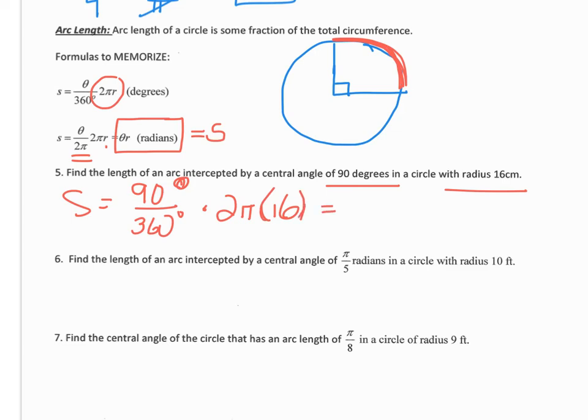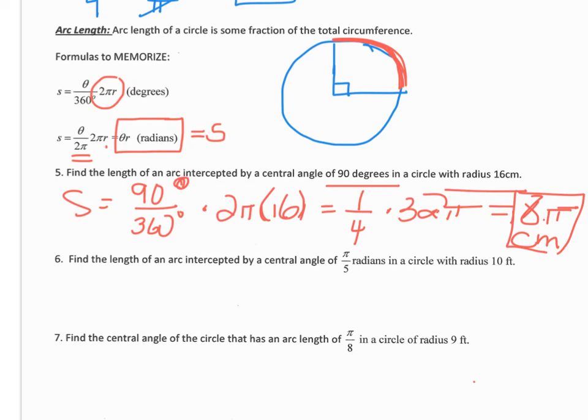All right, so 90 over 360 is just a quarter, reduces. And then the circumference would be 32 pi. And then the final answer, when I do a little reducing, would be 8 pi. Now remember, this is a distance, it's a length. So when I finally write 8 pi, I add the units, centimeters.